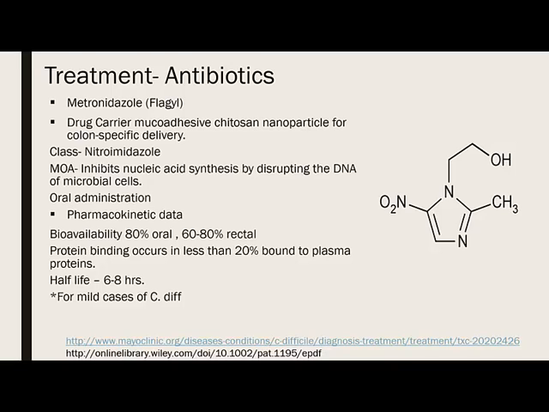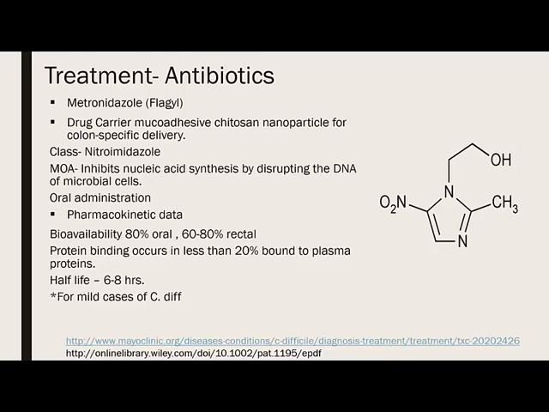The first treatment for Clostridium difficile is an antibiotic known as metronidazole. It is administered through a drug carrier, a mucoadhesive chitosan nanoparticle for colon-specific delivery. This nanoparticle was chosen in order to provide an adequate carrier that can make it through the gastrointestinal tract.